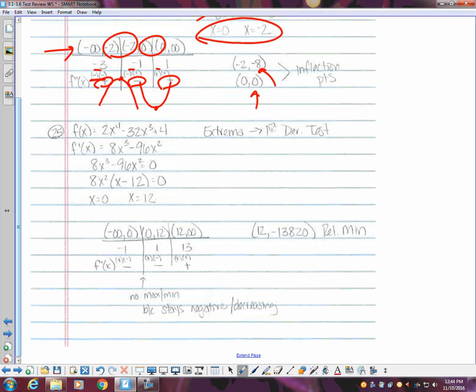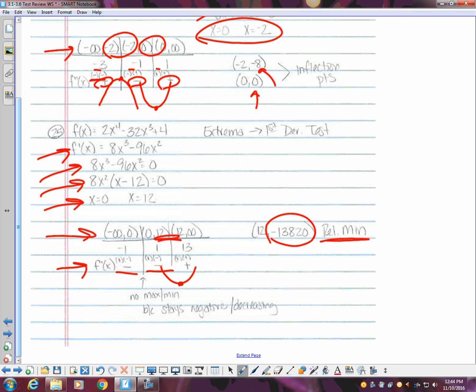So first derivative test, set it equal to 0, factor it, solve it. Throw it into the chart, pick your numbers, find your signs. These are both negative, so no max or min in there. From here, I'm going from decreasing to increasing, so I know that one's going to be a min. It's going to happen at 12, and to find that big old number, you plug it back into the original function.